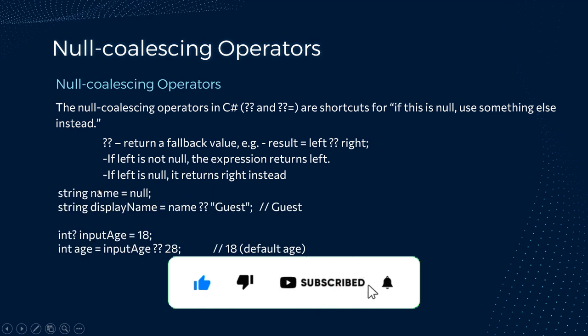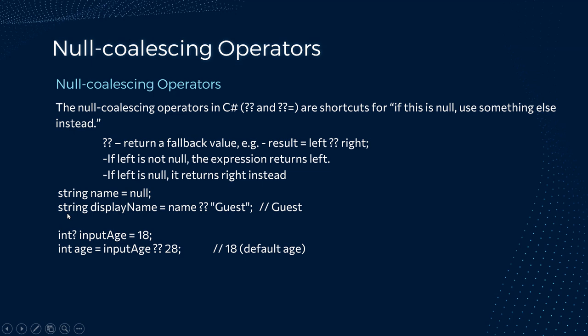Here we can see one example: string name is equal to null. Then we have one more variable, display name, equal to name double question mark guest. So here you can see the value of name is null, so the right side, that is guest, will be assigned to the display name variable. So the value of display name is guest.